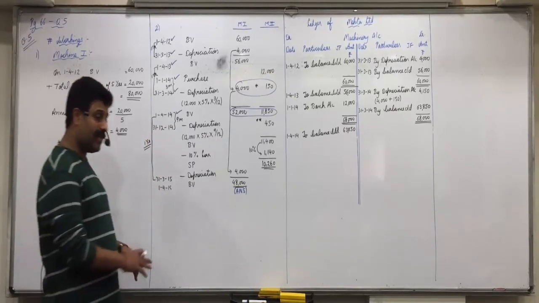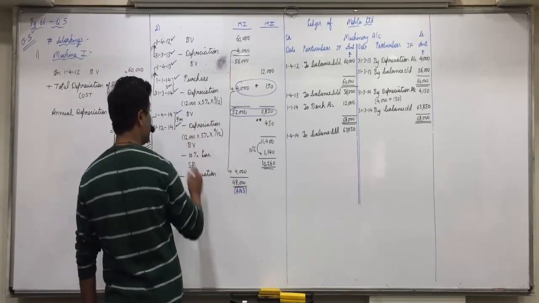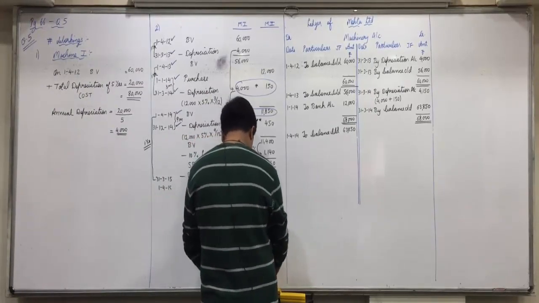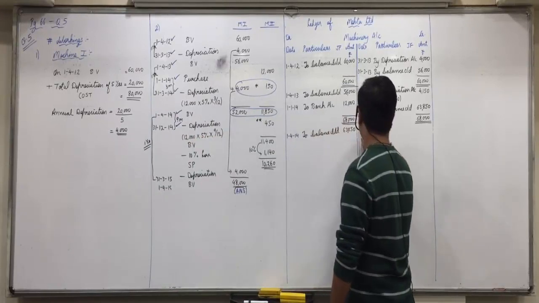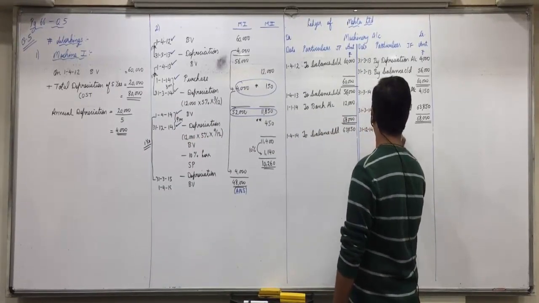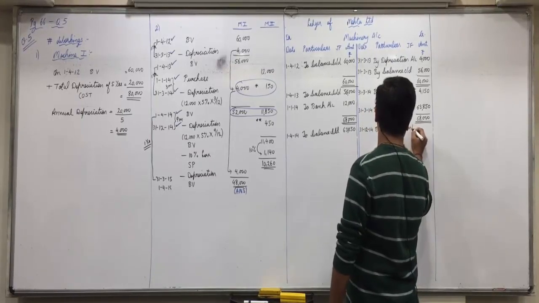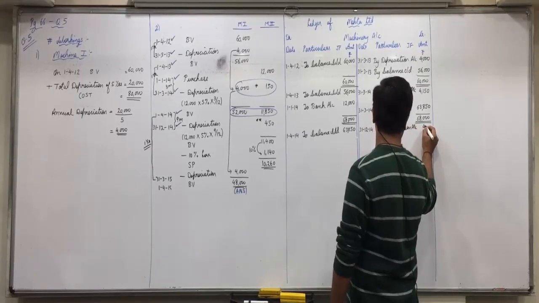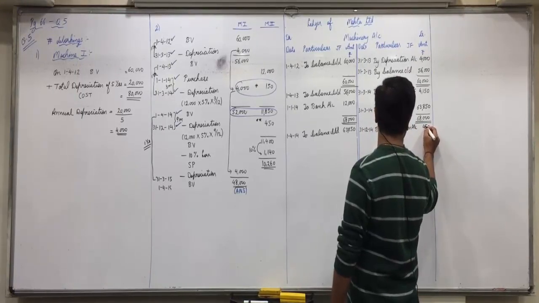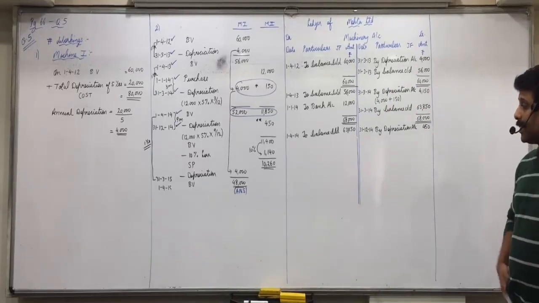Correct. Now 31/12/14 again there is depreciation, so again we will write on credit side by depreciation account 450. Date is 31/12/14 by depreciation account 450. Did everyone understand this? Then Dinky, next.